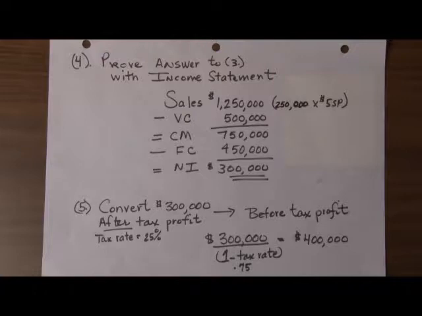What if we wanted to know the before tax profit? In other words, how do we convert $300,000, which would be considered after tax, to the before tax amount of profit? Well, you simply divide by 1 minus the tax rate, and in this case the tax rate was 25%, and this gives us a before tax profit of $400,000.